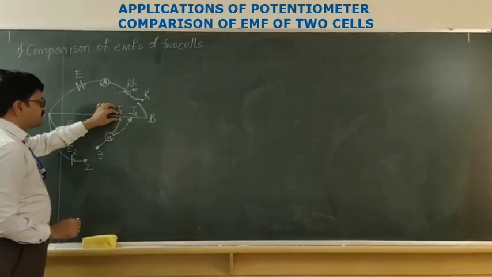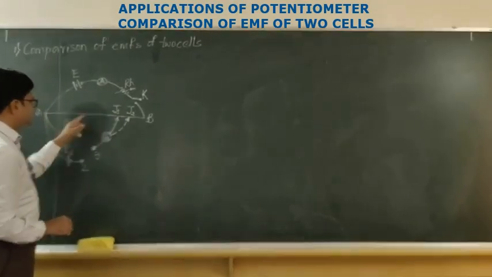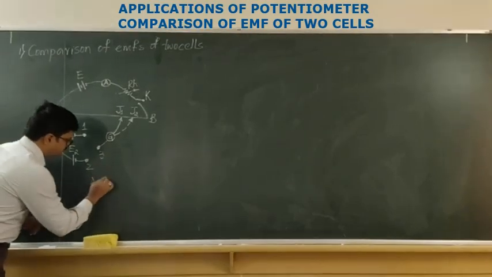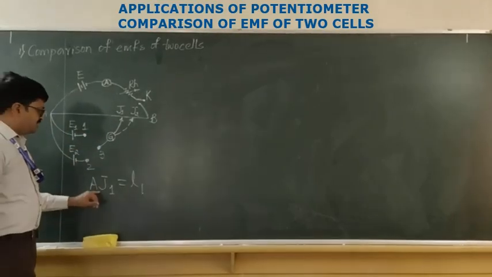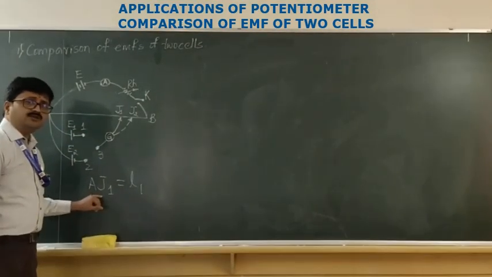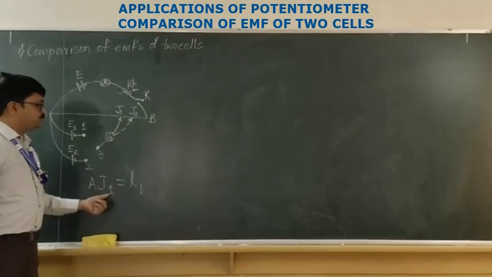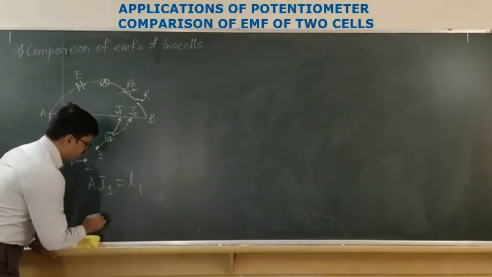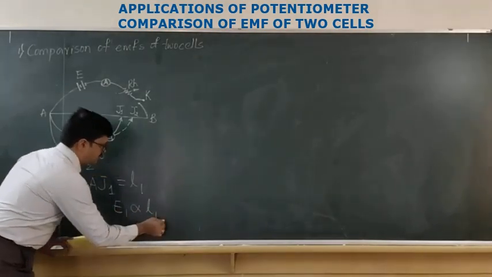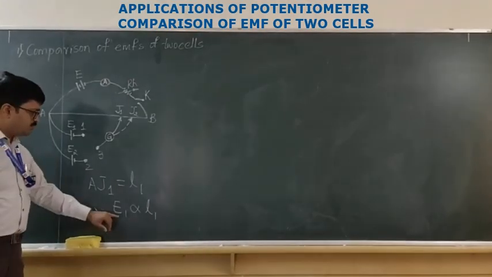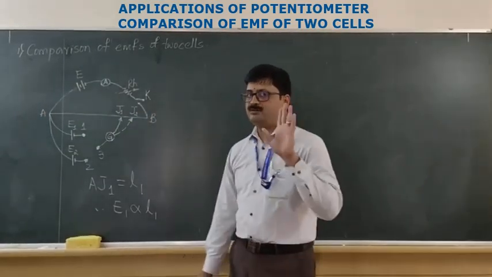And at some point of the jockey, say J1, the galvanometer deflection becomes zero. Then that length AJ1, I'll take it as L1. Then this L1 must be proportional to what? The EMF of the cell must be proportional to L1, right? So hence I can say therefore E1 is proportional to L1. I hope it is clear. This is on the basis of the principle of the potentiometer that we have already covered in my previous session.